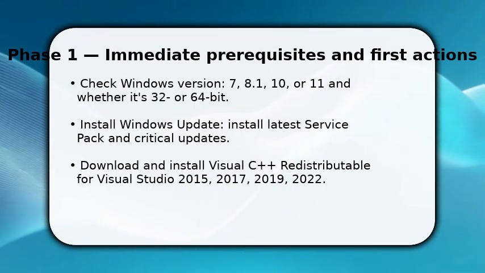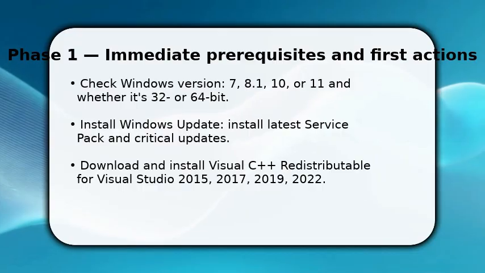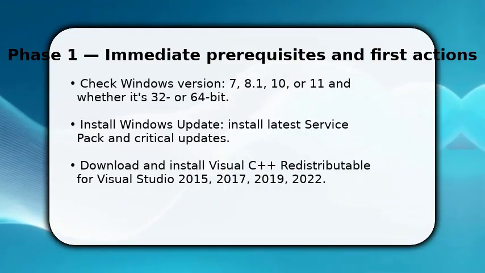You start by verifying prerequisites. Confirm Windows edition and architecture, because the runtime must match 32 versus 64-bit. Next, run Windows Update and install pending critical updates. This often restores CRT components.